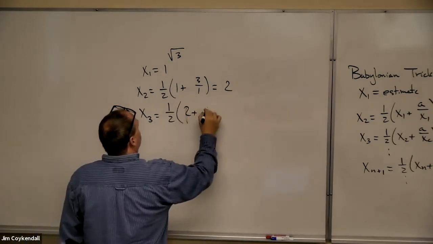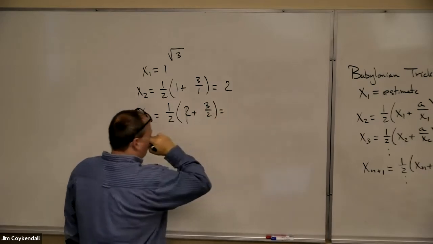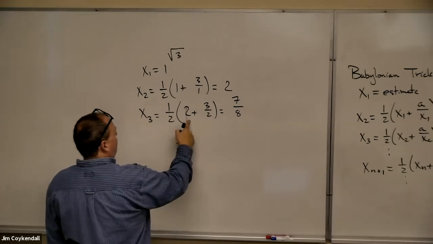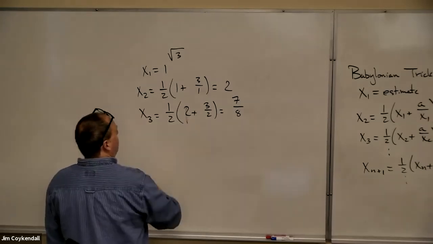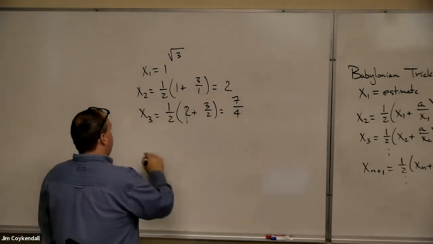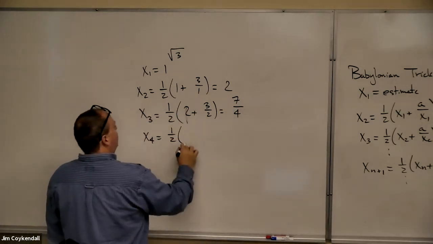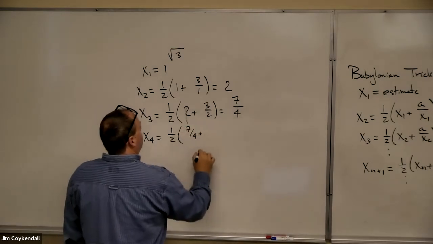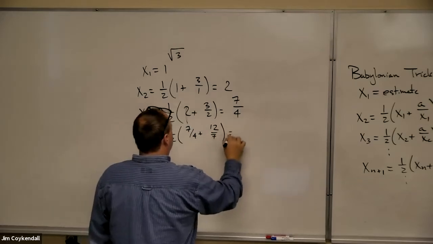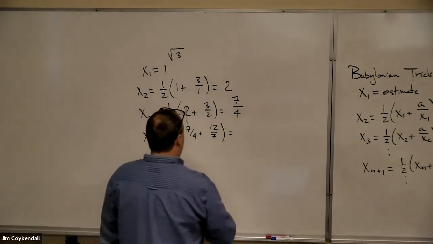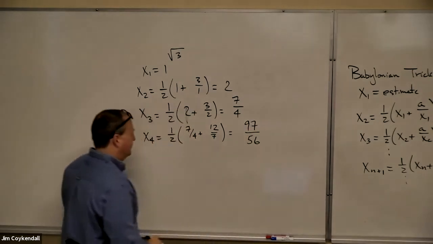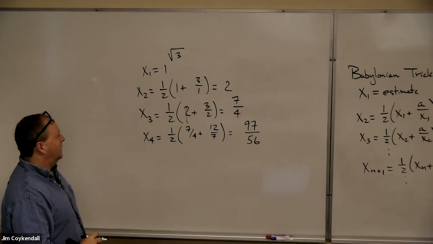2 plus 3 over 2. And so that's going to be 7/8. Oops, let me see here. Is that right? Or 7/4. There we go. And x4 is 1/2 of (7/4 plus 3 over 7/4), which is 12/7. And let's see, that's 48... 97.56 or something like this.